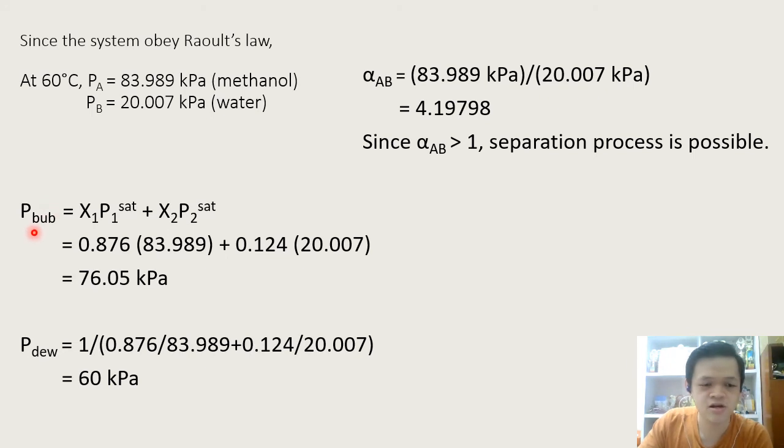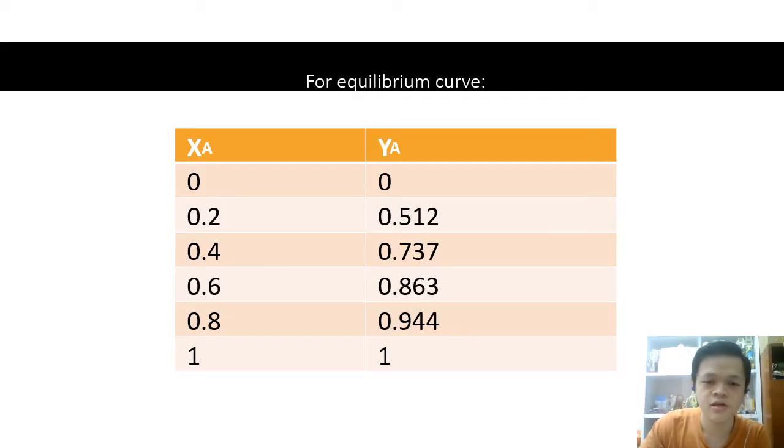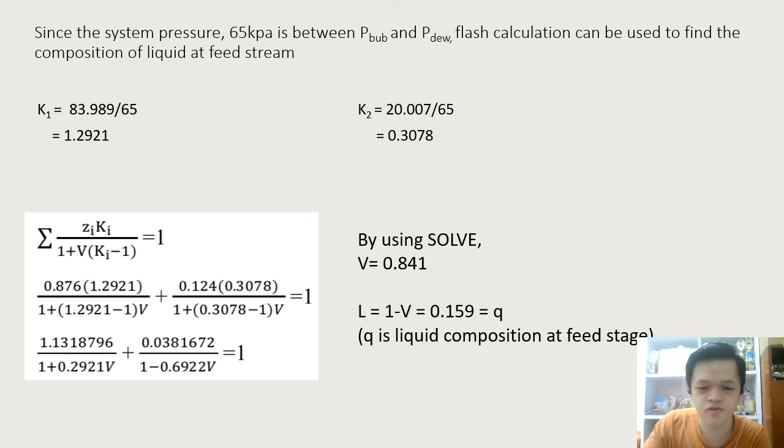Then we calculate the bubble pressure of the system using this equation, and we got 76.05 kPa, and the dew pressure is 60 kPa. Then we will use the relative volatility to determine the equilibrium curve, and all the data here are calculated from the equation. After that, we need to determine the liquid composition at the feed stage. Since the system pressure is 65 kPa, which is between the bubble pressure and dew pressure, flash calculation can be used to find the composition of liquid at each stream.